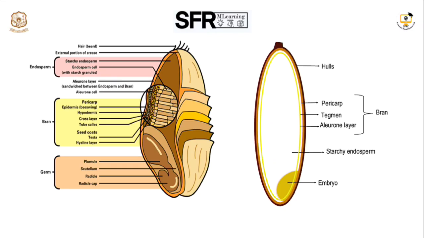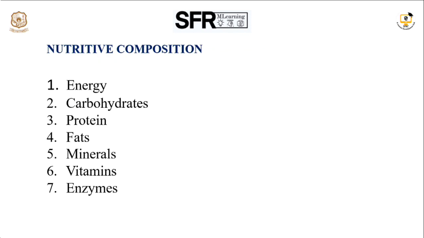In bran you can see layers like the pericarp layer and the scutellum layer, every layer is present. In germ also you see the layer; in germ only the scutellum layer is present, right. So that was mentioned in that picture. Next one is nutritive composition.